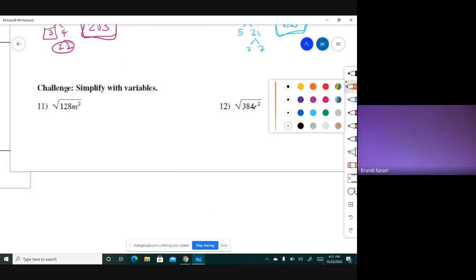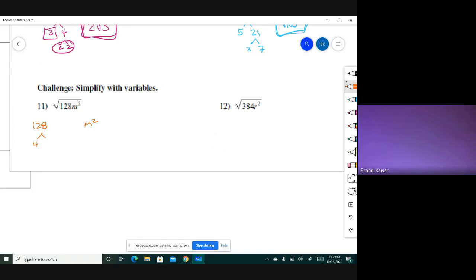Okay, meaning I'm going to do my little factor tree for 128. I'm going to leave m squared alone for a second. So I factor 128. I know that 4 and 32 could go into 128. Factor 32 to 8 and 4. The 4s both become 2 and 2. 8 becomes 4 and 2, and 4 becomes 2 and 2. Okay, so lots of things going on there.